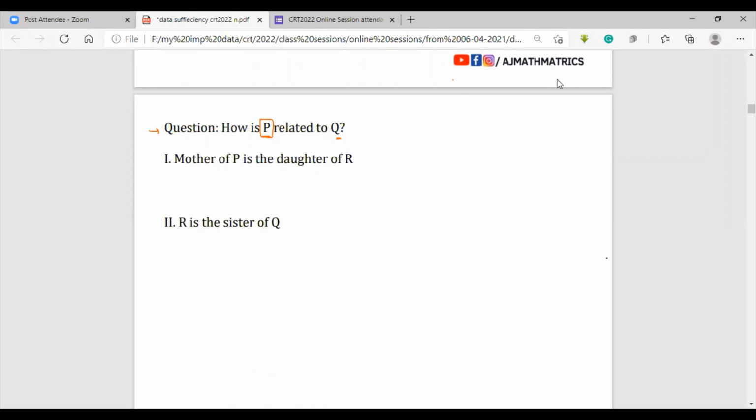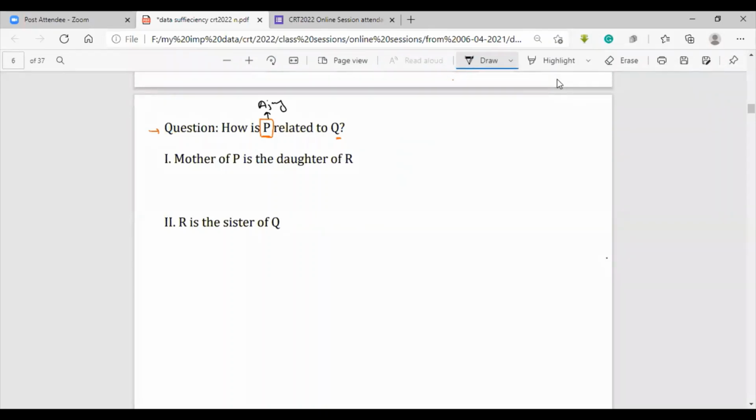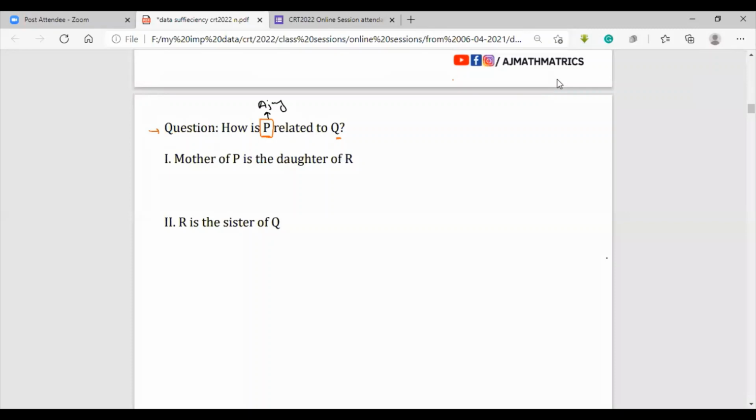Now, instead of P, you can assume Ajay here. So how is Ajay related to Q? As Ajay is a male, Ajay can be a brother, a father, a son, a grandfather, an uncle. But as Ajay is a male, Ajay can't be a sister, a grandmother, a mother, something like that. Okay. So whenever you are confused, just imagine yourself in the question. That gives you more clarity on the data.